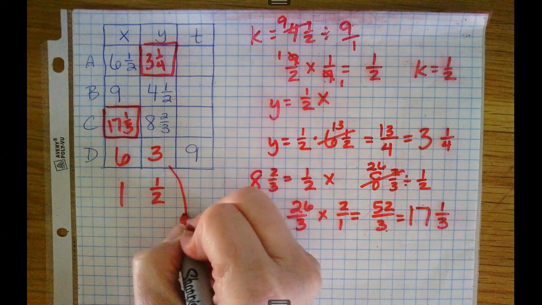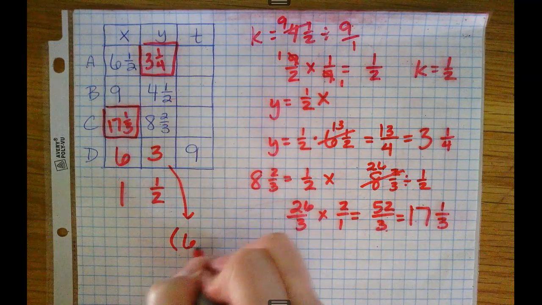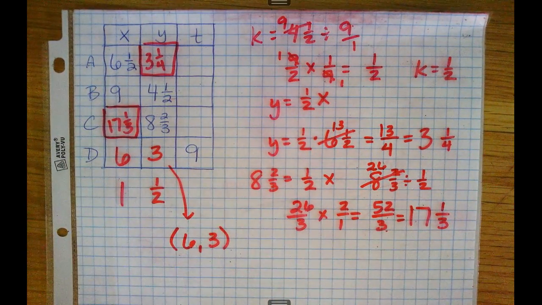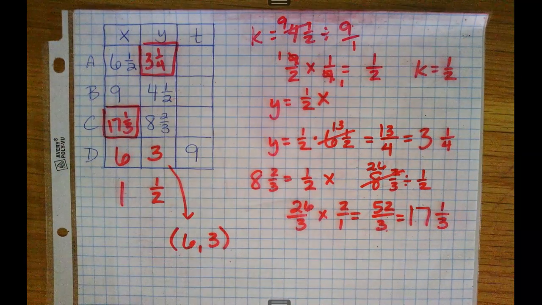Now, it asks me to write this as an ordered pair. I need to write the x term, then the y term. That is the ordered pair for this row if I were going to graph it.